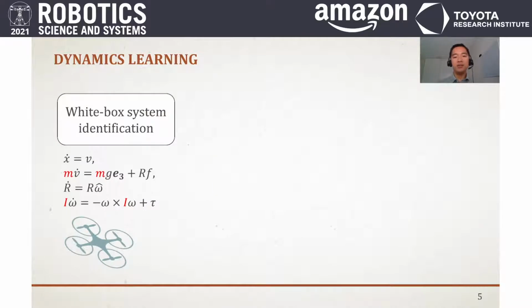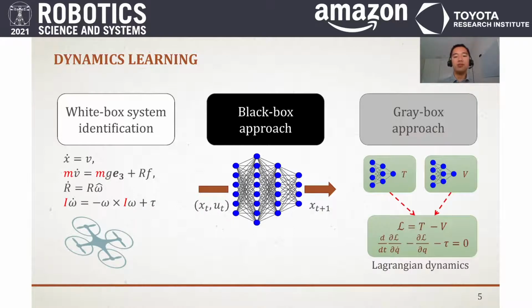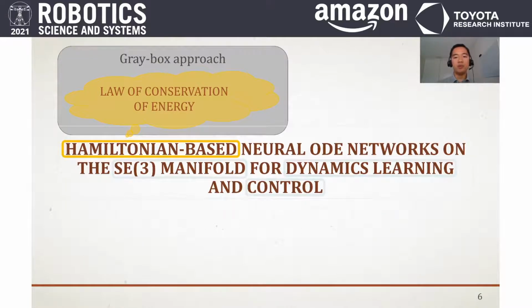The first approach for this problem is white box system identification, which requires domain expertise and might have many assumptions on the system. Meanwhile, the black box model, like neural networks, is flexible but requires a huge amount of data. To improve on this, the gray box approach imposes some prior knowledge, like physics law, to design the model. Our paper belongs to the gray box category that imposes the law of energy conservation by using Hamiltonian dynamics.